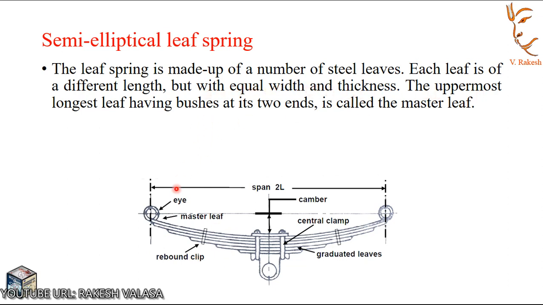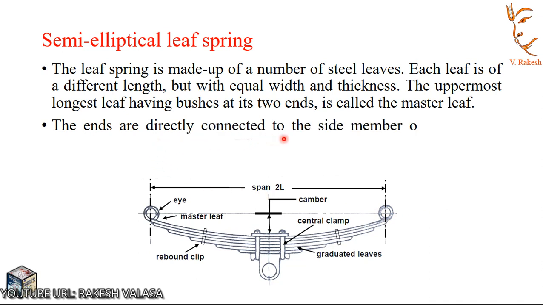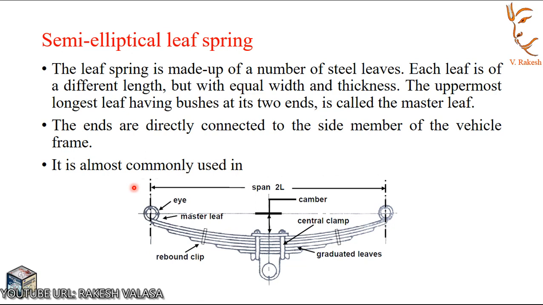The uppermost longest leaf having bushes at its two ends is called the master leaf. The ends are directly connected to the side member of the vehicle frame. It is commonly used in almost all types of trucks.